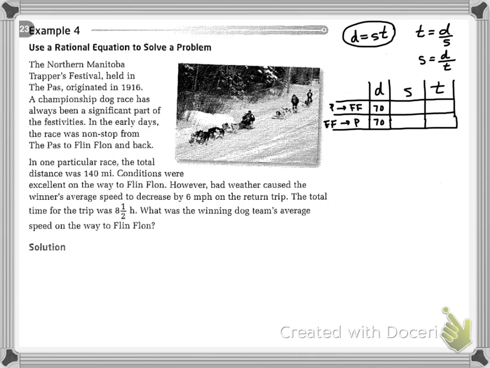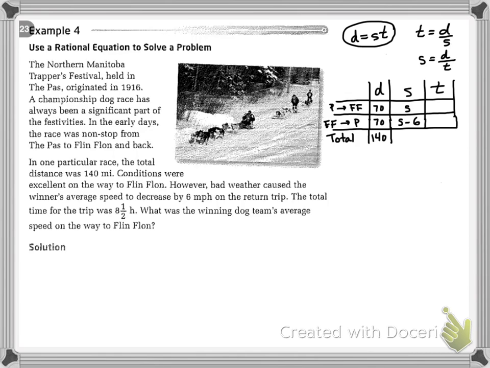The speed, we don't know. We're going to call that S. Total first, 140. The speed going there, we don't know. We're going to call that S. The speed coming back is going to be 6 miles per hour slower. So that's just going to be S minus 6.